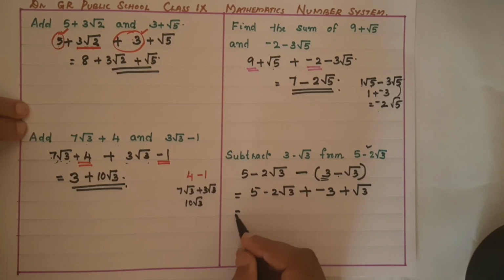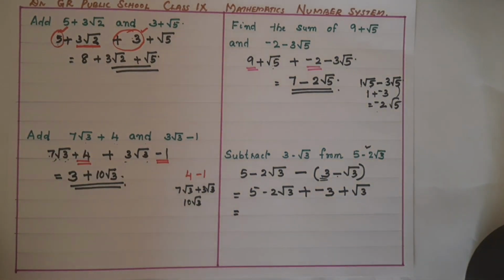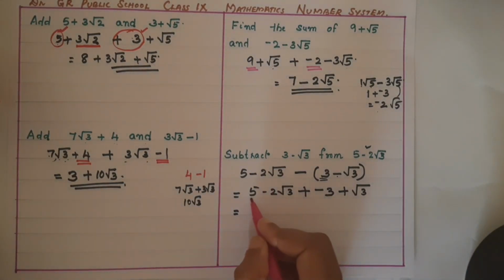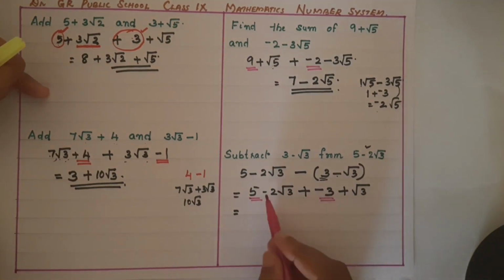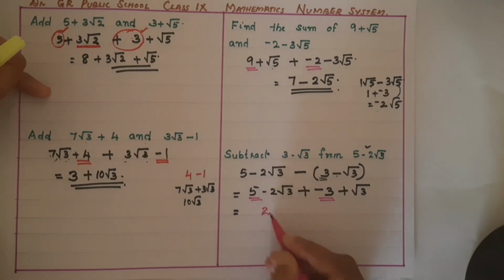Now we can collect the rational terms. What are rational terms? Here 5, here minus 3. What is 5 minus 3? 2. 5 minus 3 is 2.